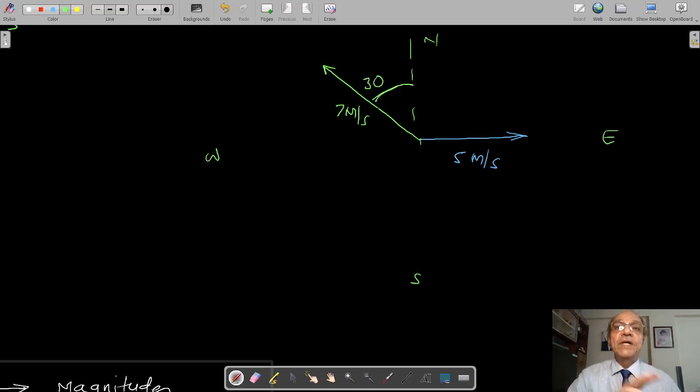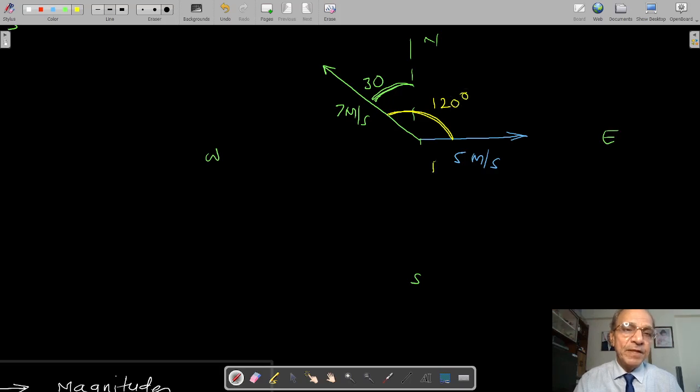Okay, and we have to add these two vectors. That means we have to find their resultant. One vector is 5 meter per second towards the east, another vector is 7 meter per second, making an angle of 30° west of north. So these are the two vectors. Find the resultant. What is the angle between the two vectors? This angle is 90 plus 30, that means 120°.